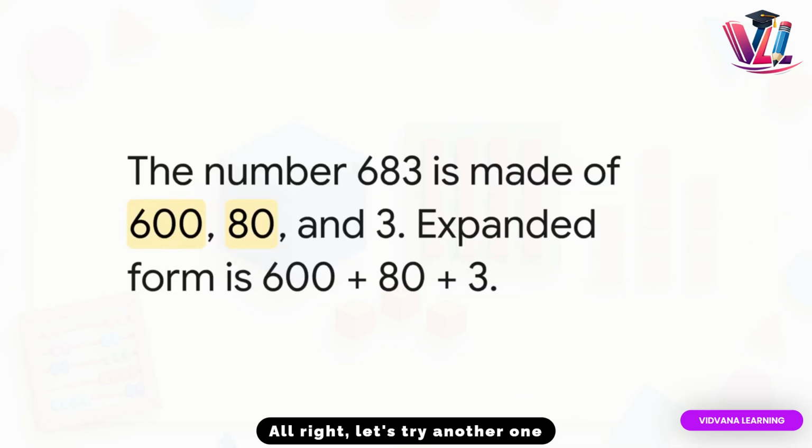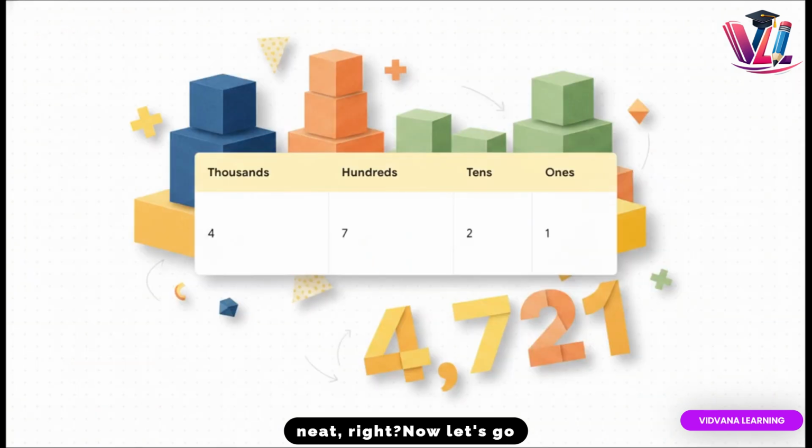All right, let's try another one together. Our number this time is 683. That means we have 6 hundreds, 8 tens, and 3 ones. If we add those separate values all together, we get our total number. So in expanded form, 683 is 600 plus 80 plus 3. Pretty neat, right? Now let's go even bigger.